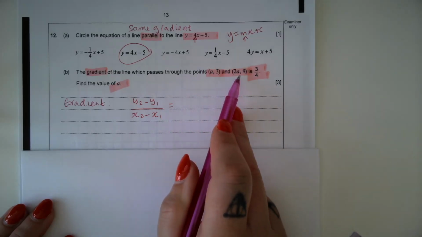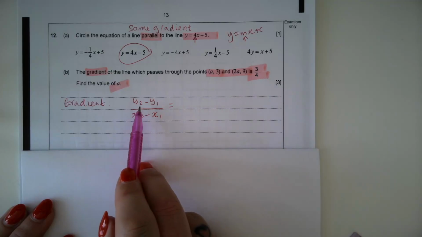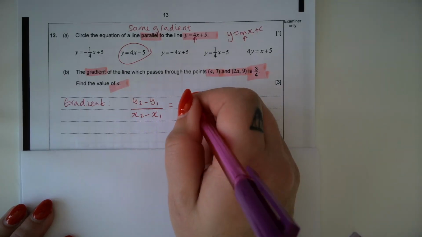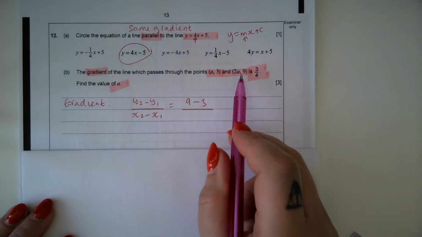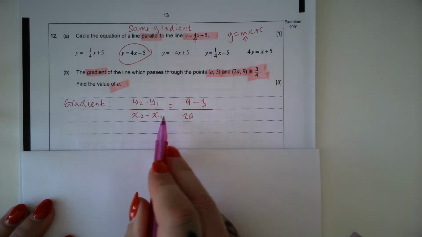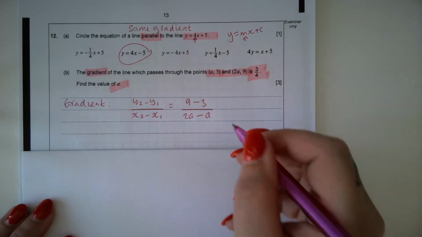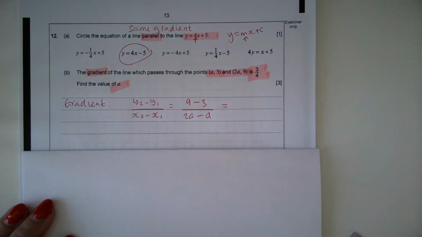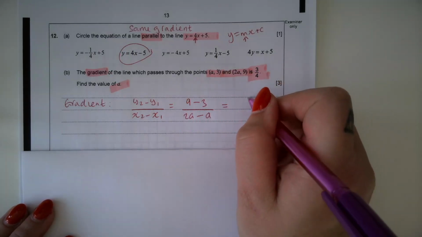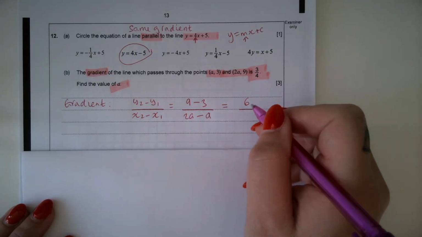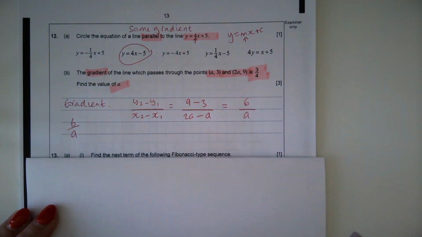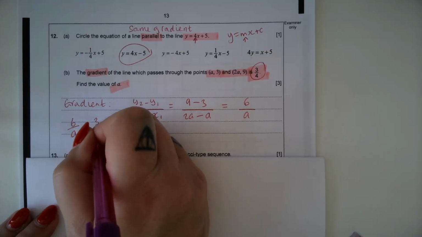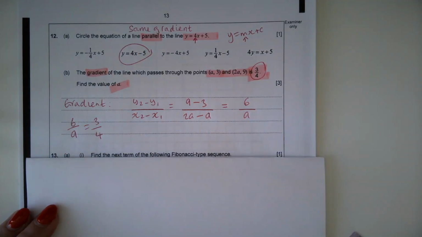3/4. So let's substitute in what we know for now. So y2 is 9. So that would be 9 subtract y1, which is 3. And then on the bottom, x2 is 2a, subtract x1, which is a. So 2a subtract a. Let's simplify this to get an expression for the gradient of this line. So 9 subtract 3 is 6. 2a subtract a is a. So 6 over a is the gradient, but they tell us that that should equal 3/4.